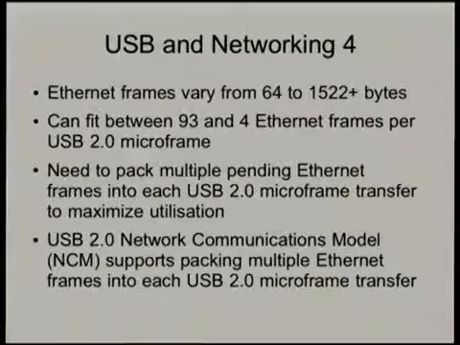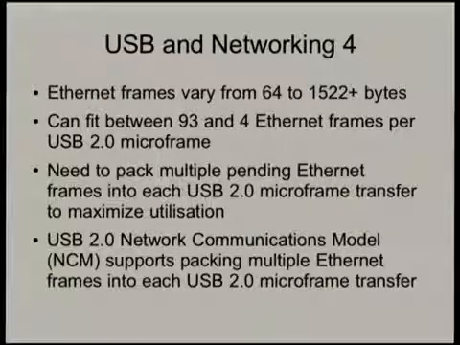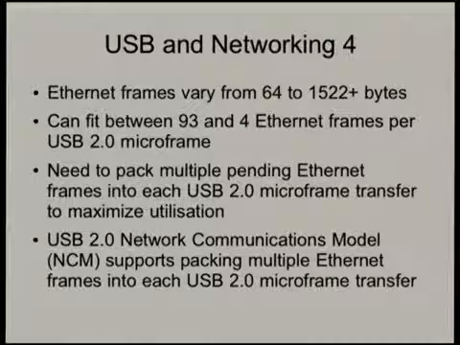Okay, Ethernet frames vary from 64 to 1522. I said 1522 because that's the max size of a standard frame with one VLAN tag on it, but these days people are putting 2 and 3 layers of VLAN tags in, so it might be a bit bigger than that even, but it's only another 4 bytes for each VLAN tag, so it's not very significant. So therefore you can fit between 93 and 4 Ethernet frames per USB 2 microframe, depending on what size Ethernet frames you're using. And therefore, to make best use of your microframe time, you want to pack multiple Ethernet frames, if possible, into each USB 2 microframe.